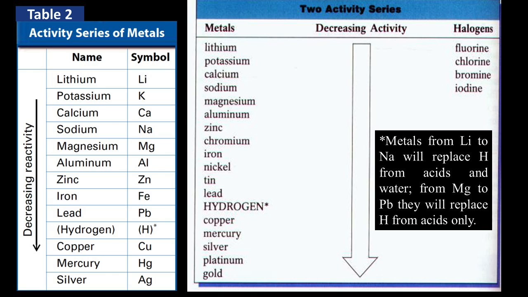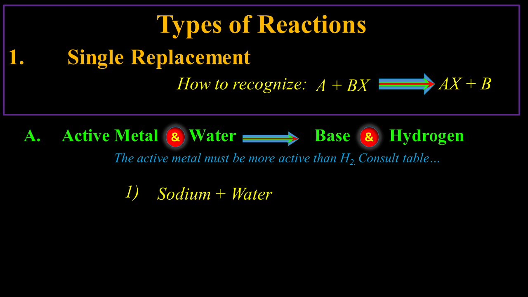And we'll come back to these tables several more times. Now, the first practice problem we're going to do is sodium and water. According to the table and the little black box on the right side of it, sodium will replace the hydrogen. So it's going to kick out the hydrogen.